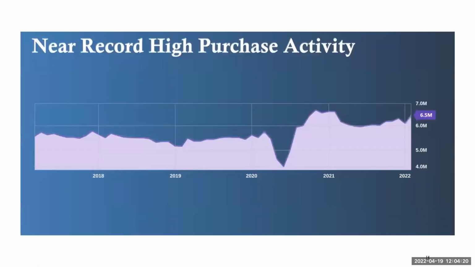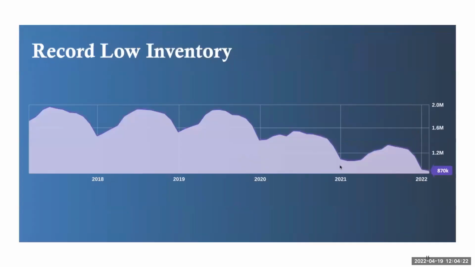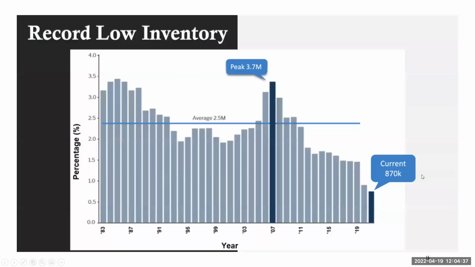And then near record high purchase activity that we're seeing, record low inventory. You can see that we went down a little bit as we shift, and now, record low inventory. We're at the lowest that it's ever been. You can see in 2022, we just don't have enough inventory to be able to house everybody that needs to be housed. So we can always go back to supply and demand, which is what we're looking at.